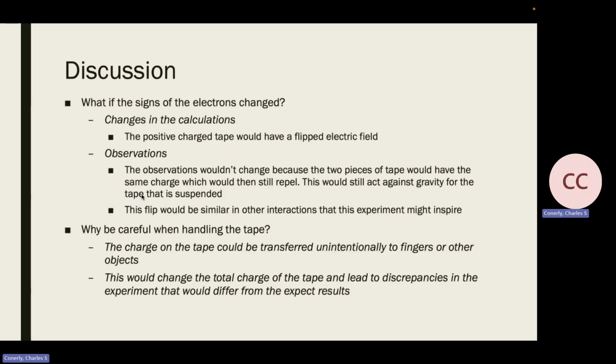Some things we want to discuss: what if the electrons change signs? In the calculations, the positive charge tape would have a flipped electric field. But in our observations, we realized that two pieces of tape would still repel each other because they would still have the same charge, which would cause them to repel. And then like we mentioned about handling the tape, the charge on the tape could accidentally also be transferred to fingers and other objects in transference, which would cause some discrepancies in the experiment.